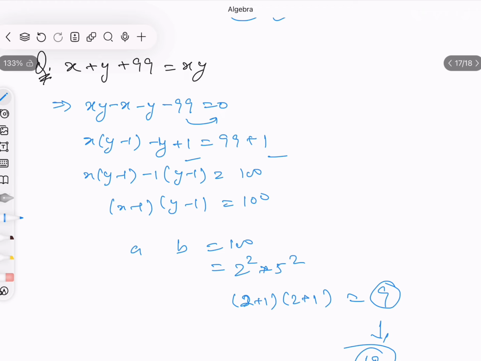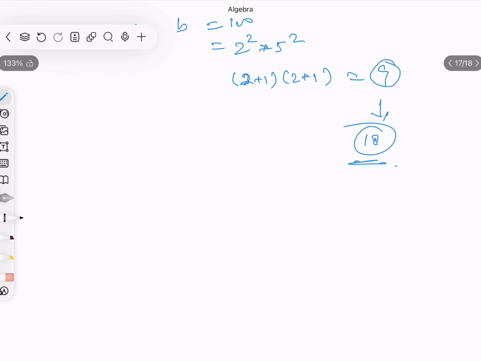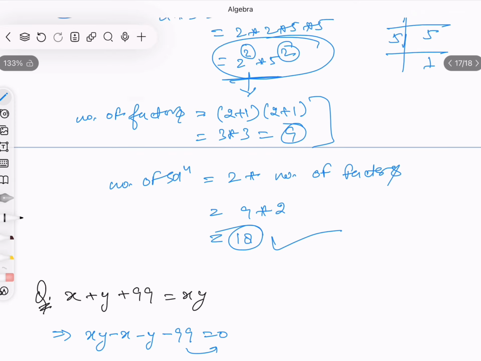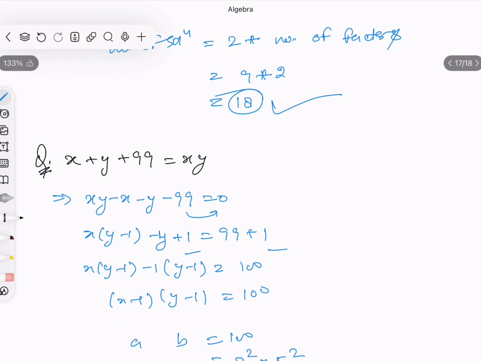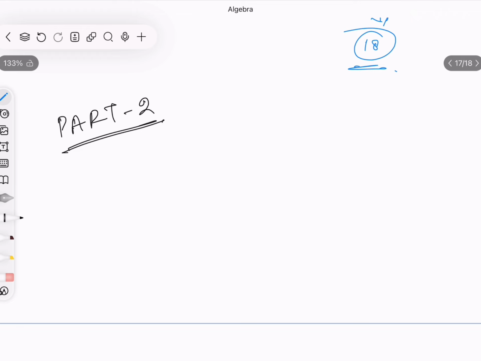This was part 1 of your linear equations. Part 2 will come tomorrow, where we are going to solve more and more questions, and there are a few more things that I need to tell you. We will discuss more about factors in that video firstly because this is the beginning of this. So part 2 of linear equation will come tomorrow.